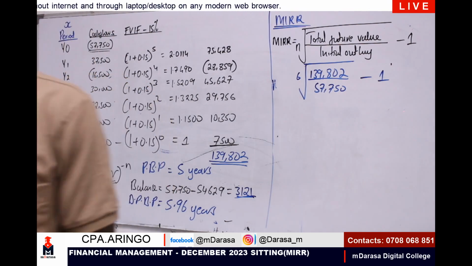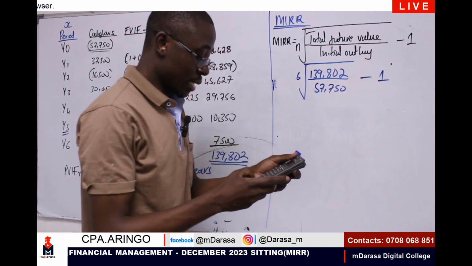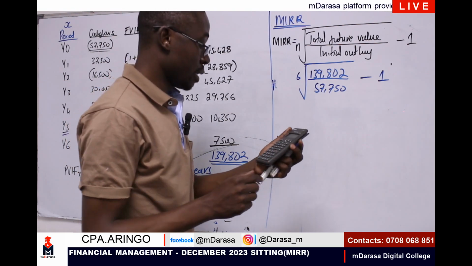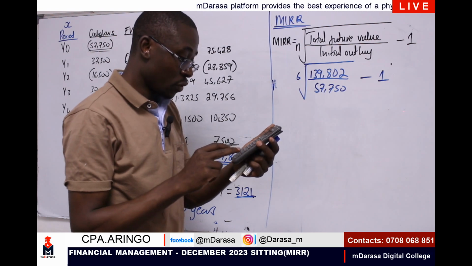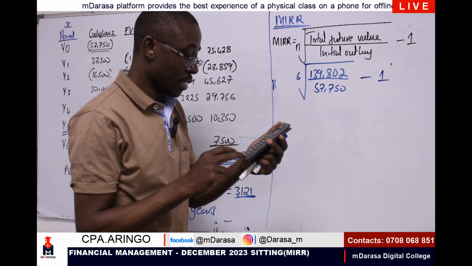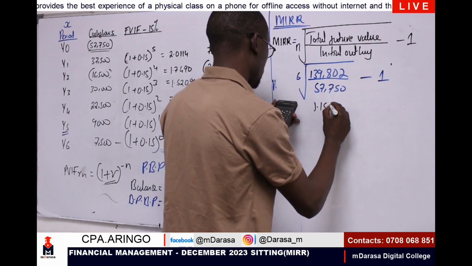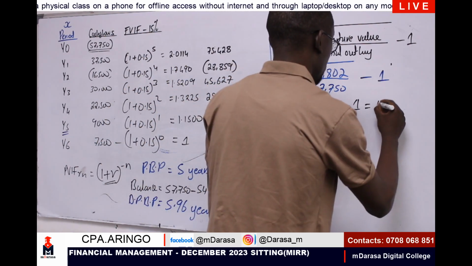That will give us our modified internal rate of return, which in this case, my good students, you're getting a value of how much? We take 139,802, we divide by 57,750. I need to determine the root 6, so I shift my value there, answer, to give me 1.1588, minus 1.